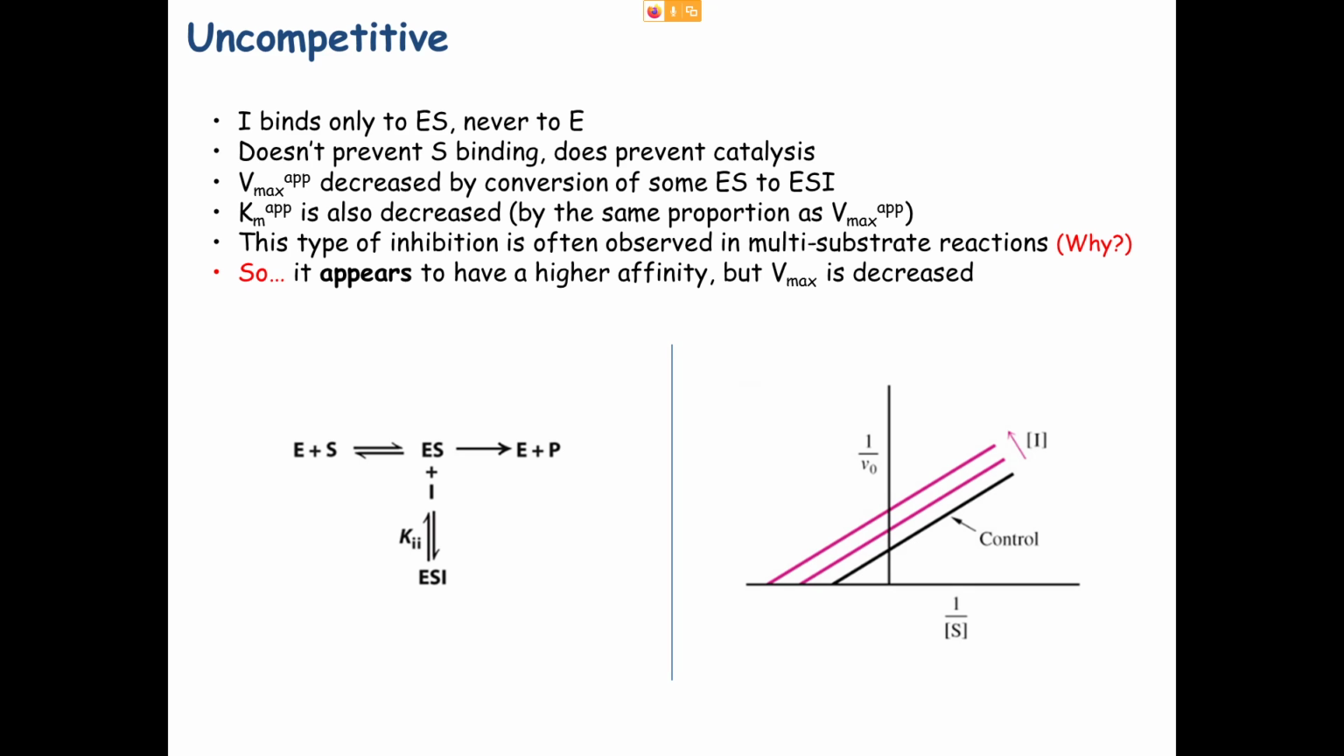So let's walk through it together. Here's our scheme one more time. I left out all the K's at the top this time because you're familiar with them. But we have E plus S forming ES. That could fall apart into E plus S, or ES could form product and release it. That's the arrow to the right. In the scenario for an uncompetitive inhibitor, it only binds to the ES complex, never to free enzyme. So competitive and uncompetitive are mutually exclusive. One only binds free enzyme E, that's competitive. One only binds ES, that's uncompetitive.